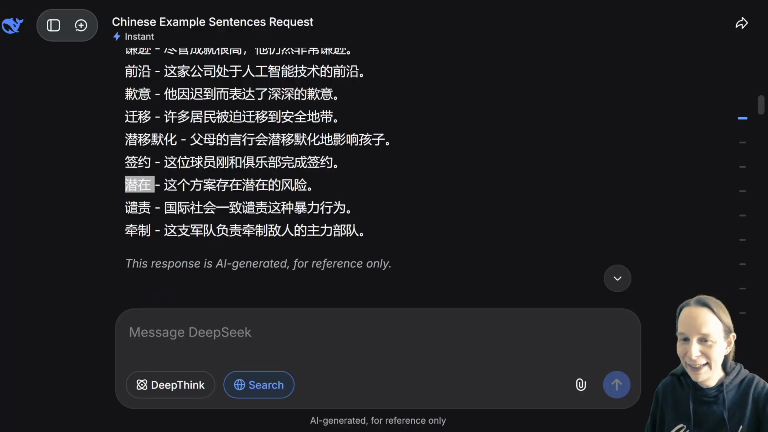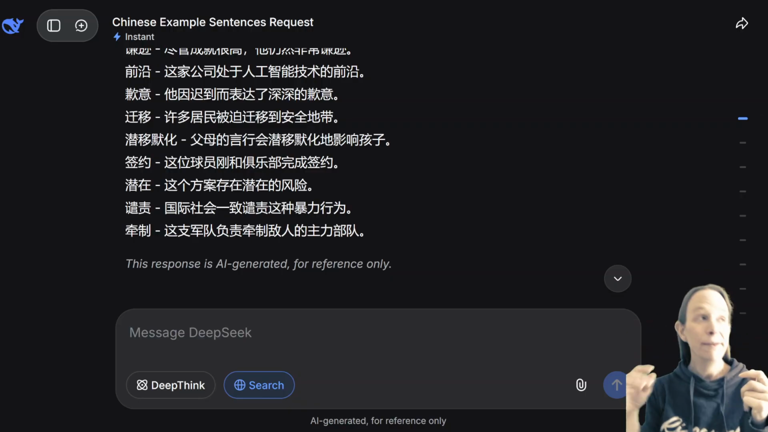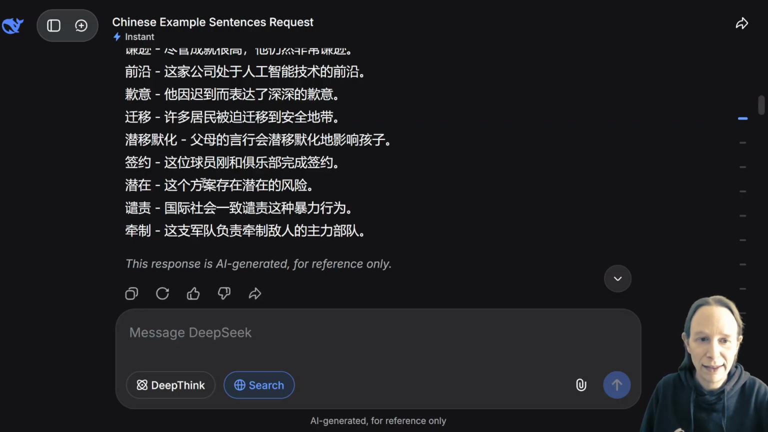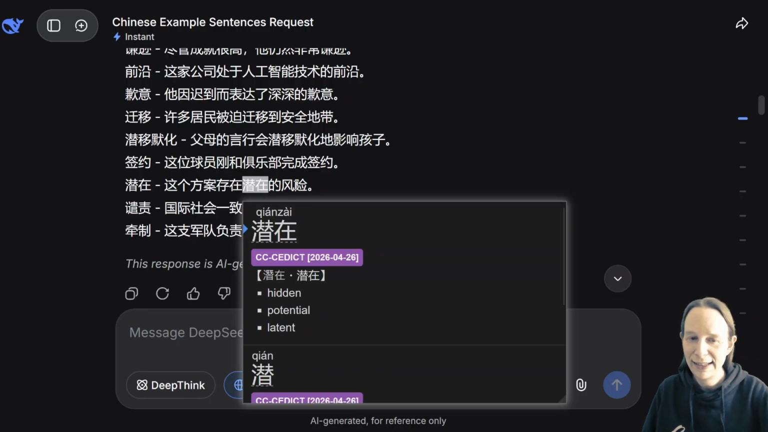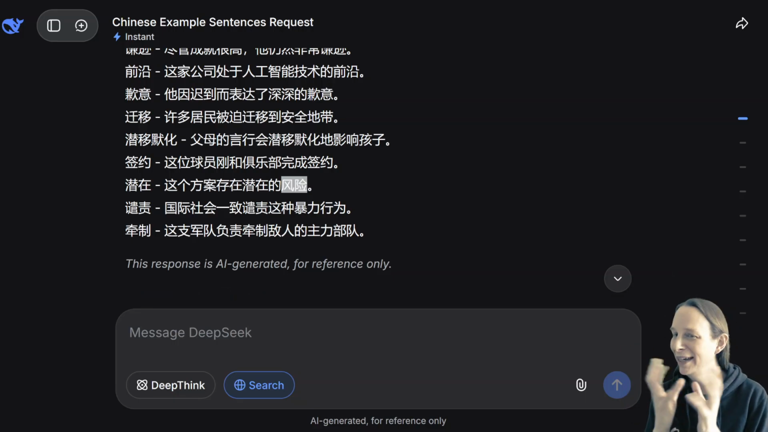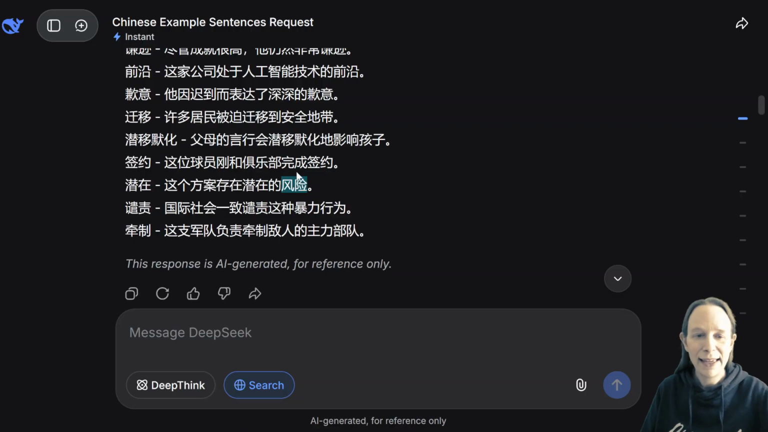现在, we did this one, potential, kind of like 潜能, but this is, I think, broader, right? 现在, it's like unrealized, unachieved, not yet brought out. 这个方案存在潜在的风险. So it's like potential dangers, yeah? 潜在的风险. So it implies these dangers are yet to be encountered, right? But they're still there, they're hazards, and so on.